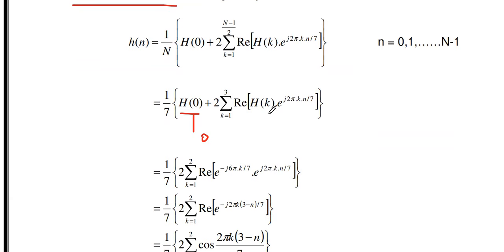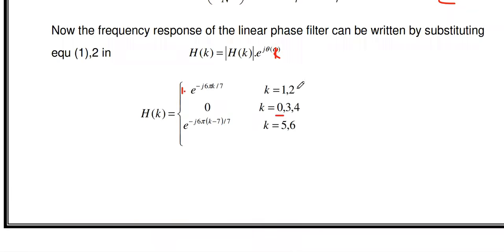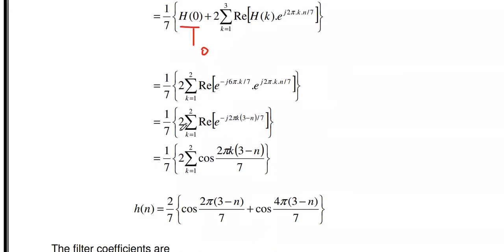Real of h of k. For k equal to 1 to 2, what is h of k? It is e power minus j 6 pi k by 7. Substituting this into e power j 2 pi k n by 7, we take 2 outside. Then real of this, you combine the two e powers. Taking minus j 2 pi k outside, we can write it as (3 minus n) divided by 7.